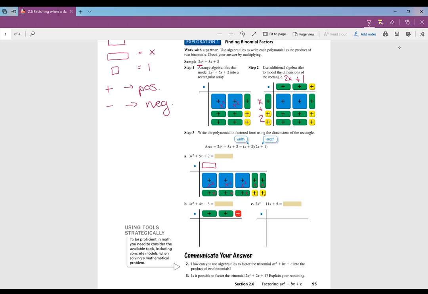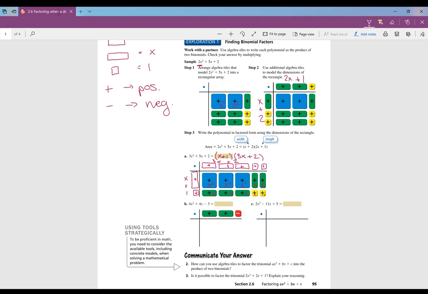Well, what times itself is going to give us x squared? That's going to be x times x, right? And then again, we want to do x times x to get these x squareds. To get our x values, we're going to do x times 1. And since everything here is positive, we know that all of our sides are positive. So our answer is x plus 1 and 3x plus 2. We have x plus 1 here, and then 3x plus 2 up top.